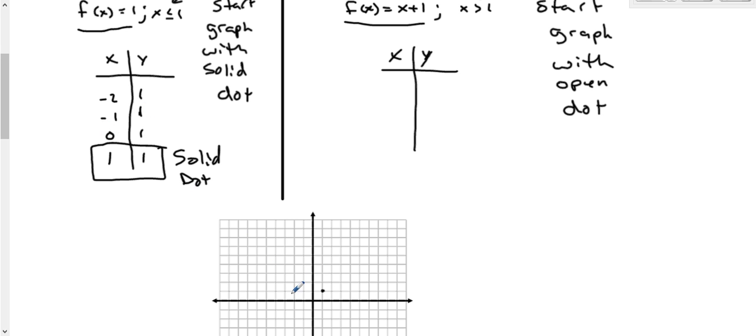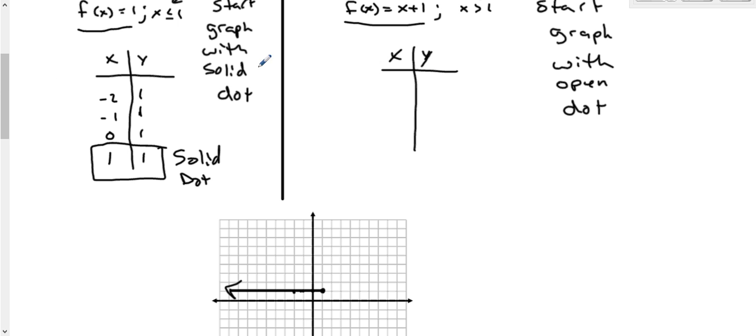Now, if I plot all these other points, 0, 1, and these are all going to be solid dots too, but the fact that these are solid dots has nothing to do with starting with a solid dot. -1, 1, -2, 1, and then I could keep going on forever and ever in that one direction. So I'm going to start here with a solid dot, and my graph goes to the left, and that's going to go on forever.